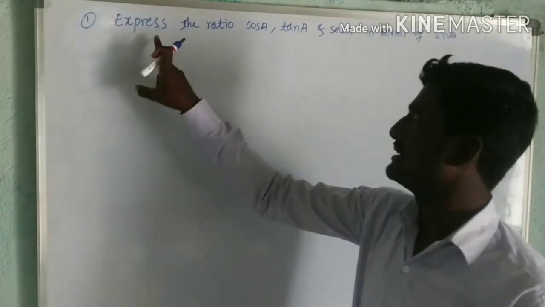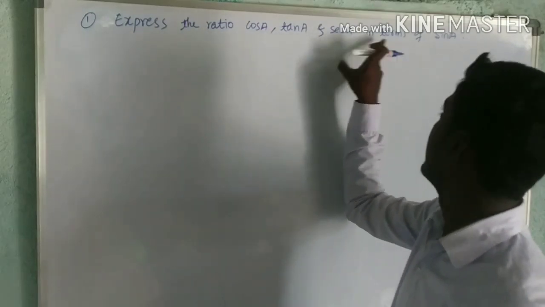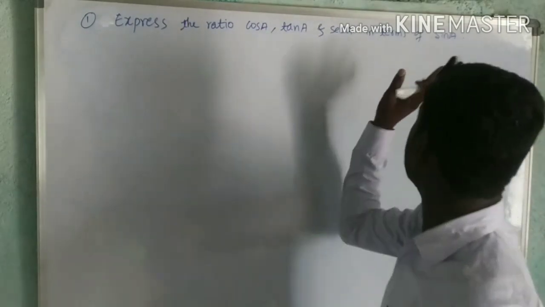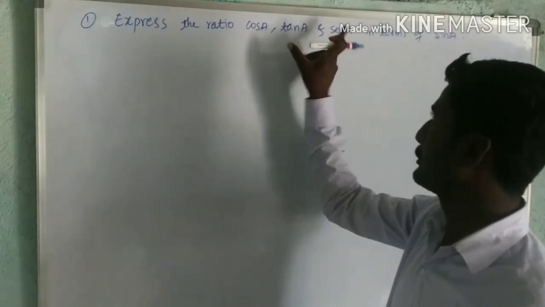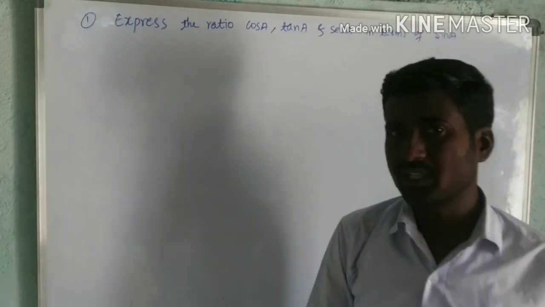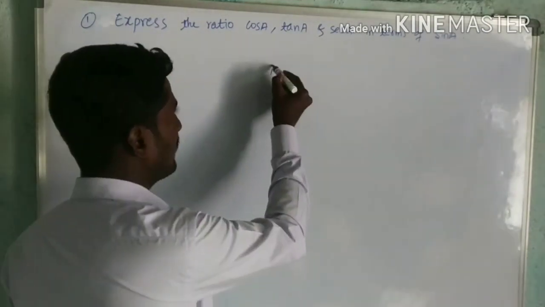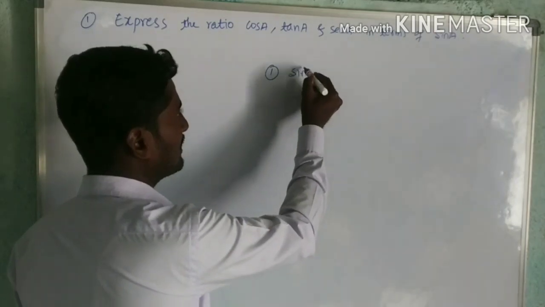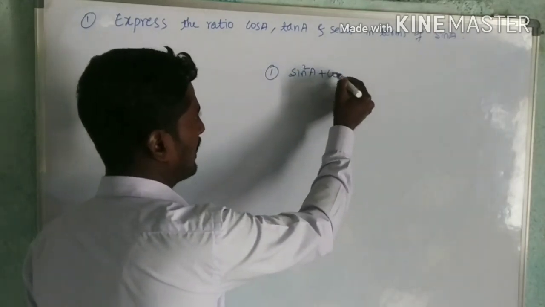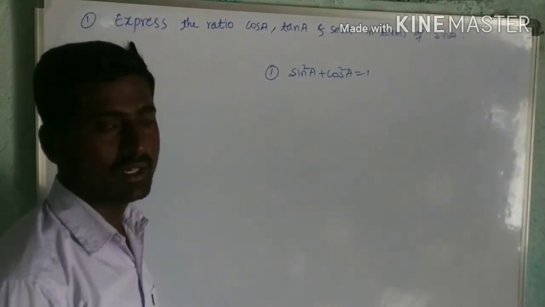So here the question is, express the ratio cos A, tan A and sec A in terms of sin A. So you have to express all these trigonometric ratios in terms of sin A. To express, we have to know the identities. Which are those? First one we have derived means sin square A plus cos square A is equal to 1. This is the first identity we derived.